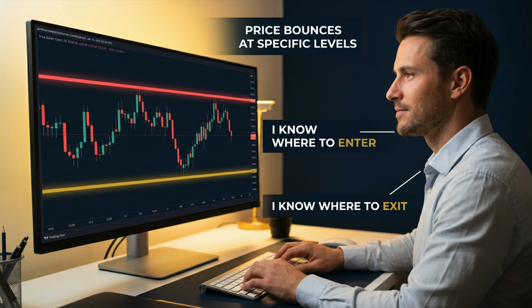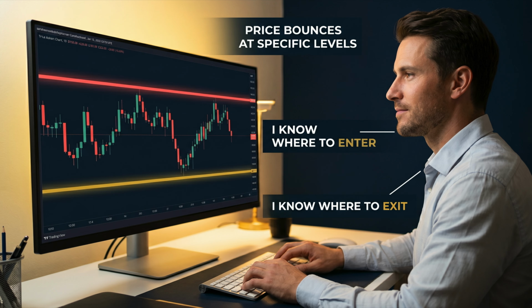Professional traders know something beginners don't. Price doesn't bounce randomly, it bounces at specific levels. These levels are called support and resistance. And here's the key. These levels are where professionals enter and exit trades.